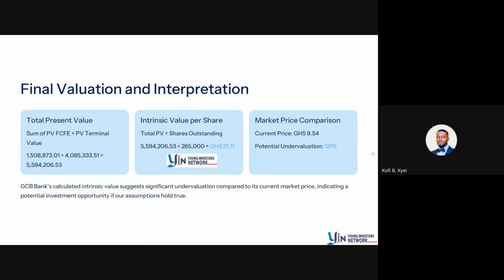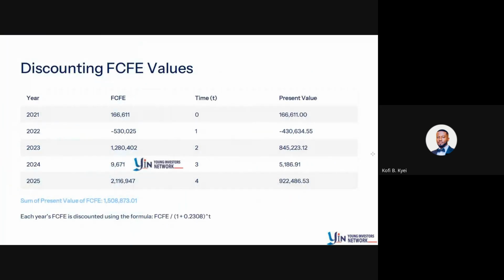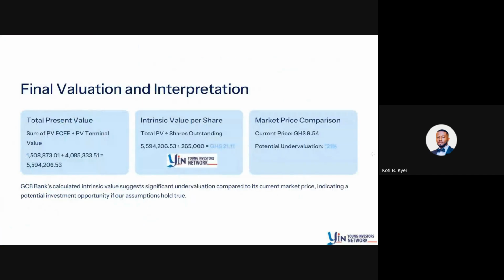When you are done with that, you have to sum the present value of the FCFE and add it to the present value of the terminal value. When you sum all the figures of the FCFE, the sum of the present value of FCFE comes to 1508873.01. These are the indicators on the right. You sum all of them to 1.5, then you add the present value of the terminal value, that is 4.01. Then it comes to 5.5 or 5.6. That is your intrinsic value for GCB.